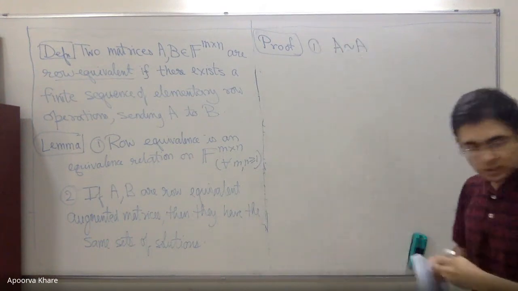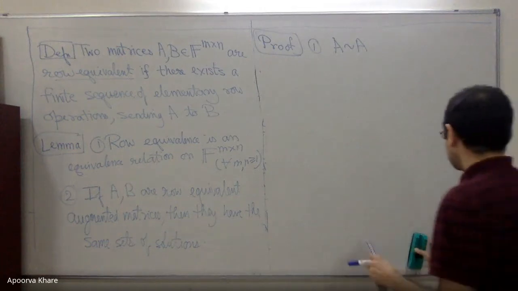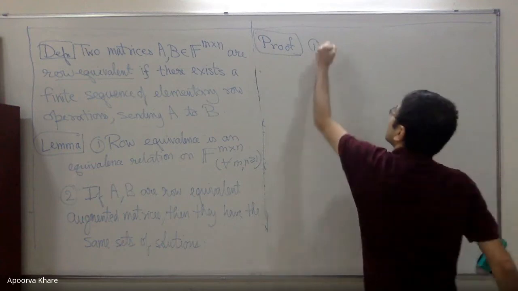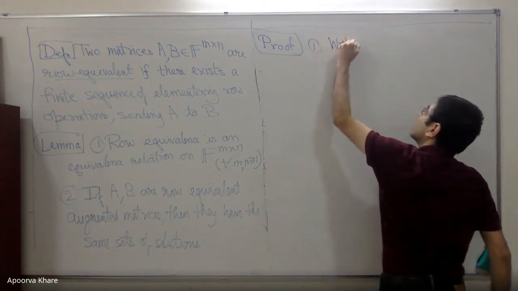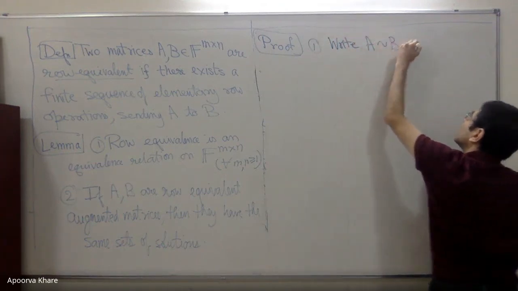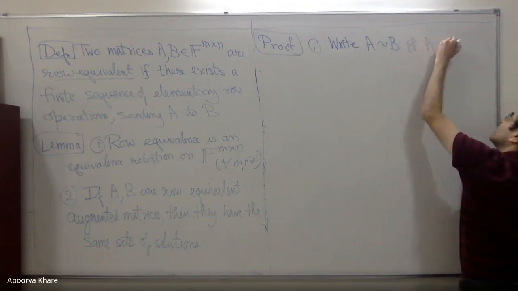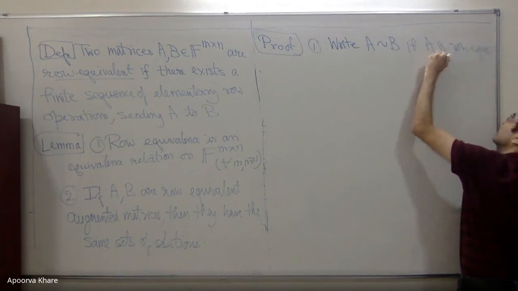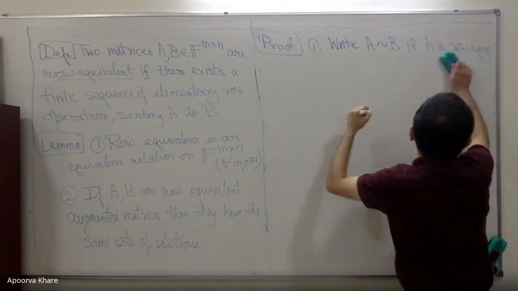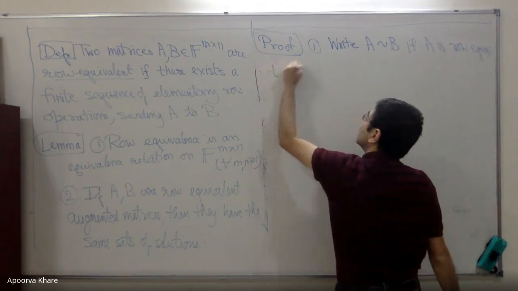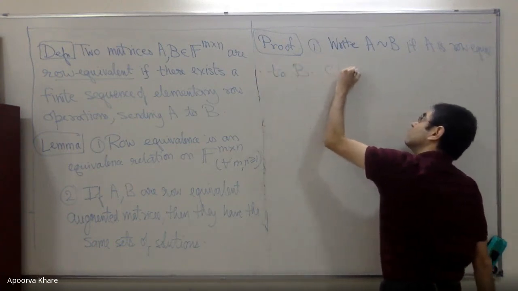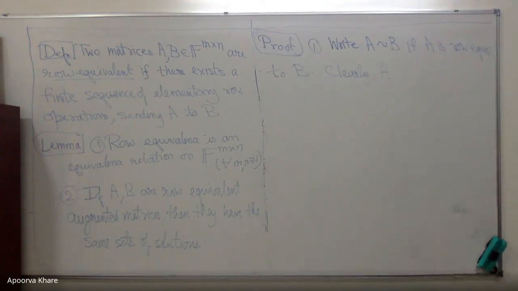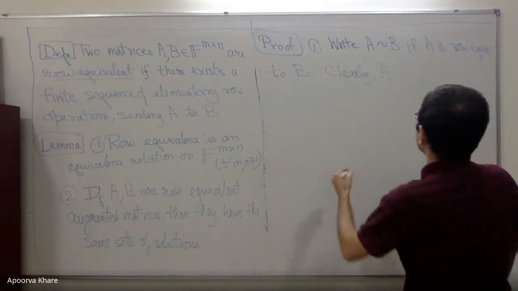So maybe I should have said firstly, write A tilde B if A is row equivalent to B. Clearly, A is row equivalent to A.